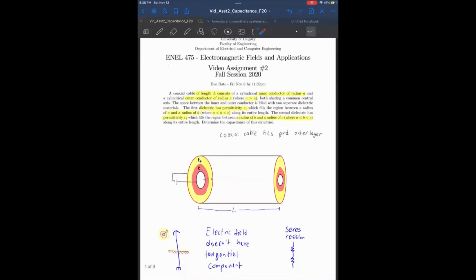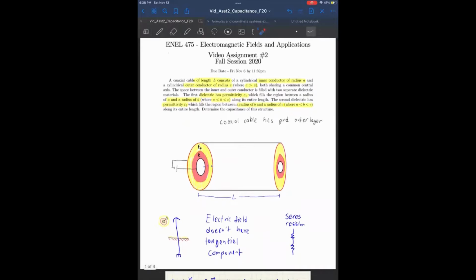This problem deals with a coaxial cable, and we need to find the capacitance of it. So the first thing we do is we make a diagram of it. We have the inner conductor, outer conductor, and point B where the permittivities change. We also know that the inner conductor is positive and the outer conductor is negative, so the electric field is going to be going radially outwards.